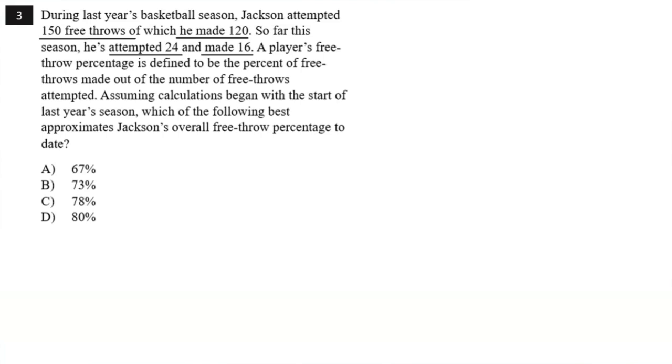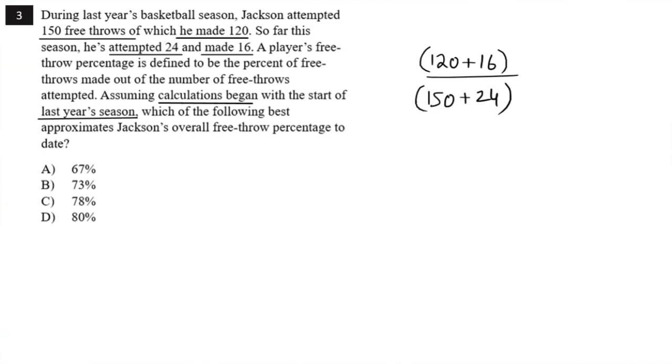Assuming calculations begin with the start of last year's season, which of the following best approximates Jackson's overall free throw percentage to date? So we have last year's data. Out of 150, he made 120. This year, out of 24, he made 16. So altogether, it's 150 plus 24, the total free throws attempted last year and this year. And he made 120 last year and 16 so far up till now.